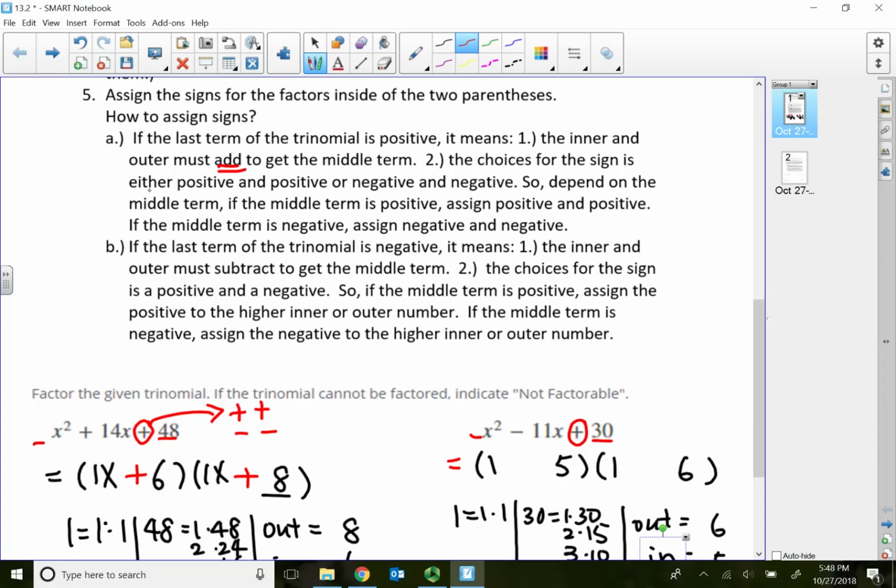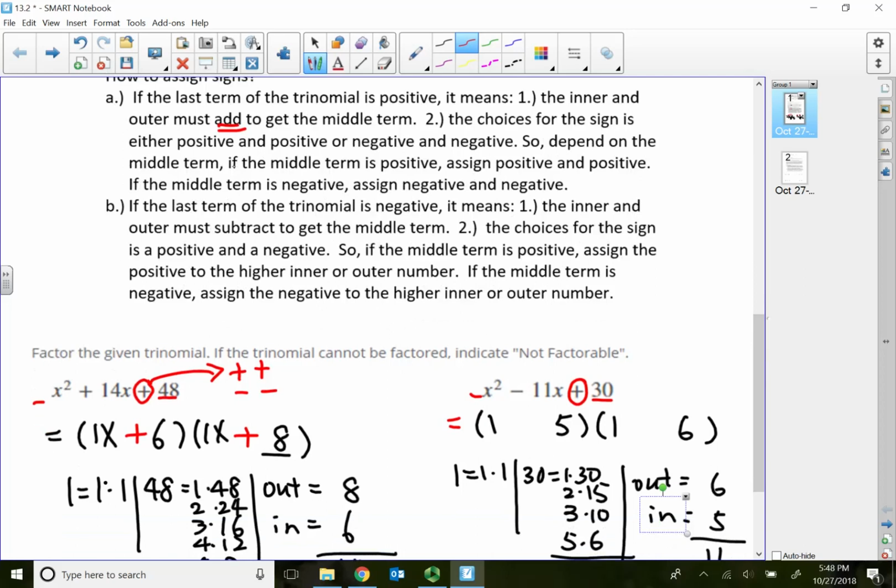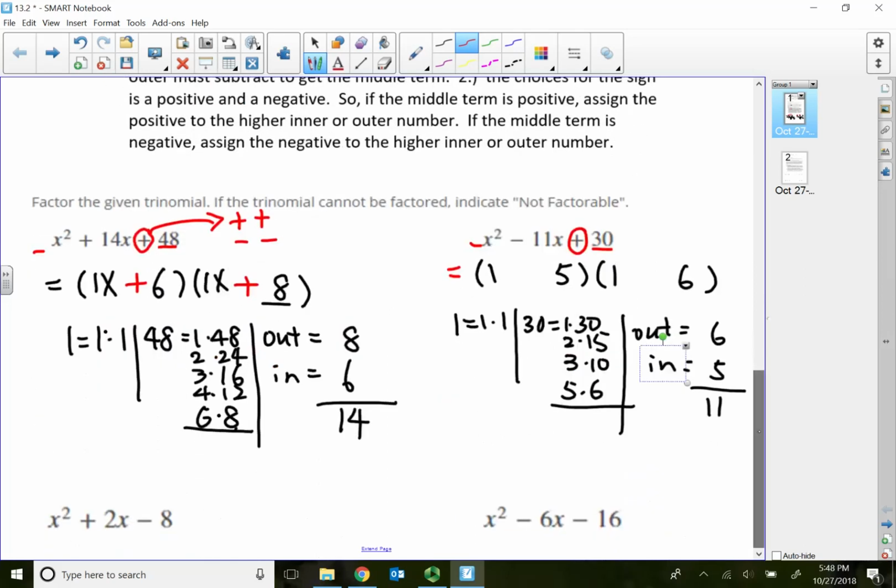The choice for the sign is either positive, positive, or negative, negative. So it depends on the middle term. So right now my middle term is negative 11. So that means the two signs in the parentheses have to be both negative. All right, well I'm done. Put my variable back in, and that's my answer: x minus 5 times x minus 6.